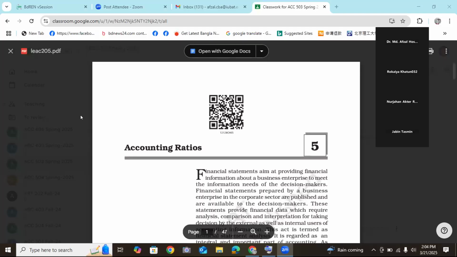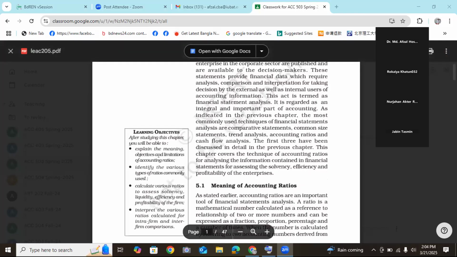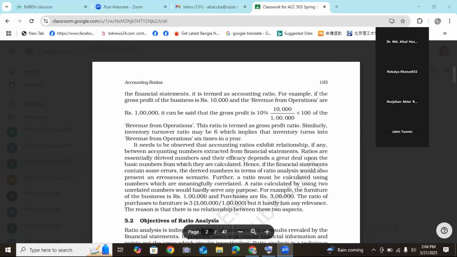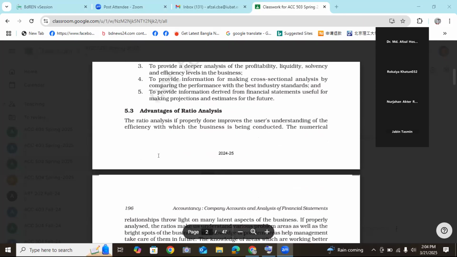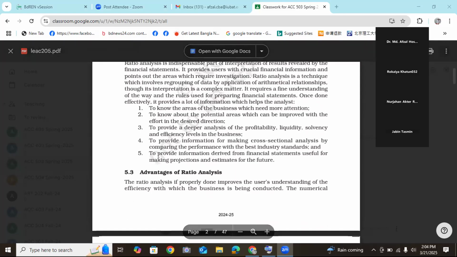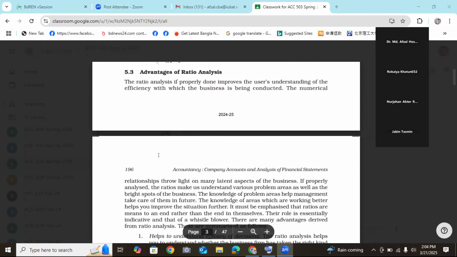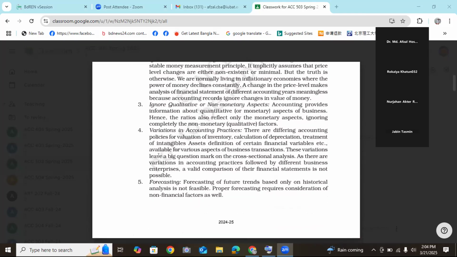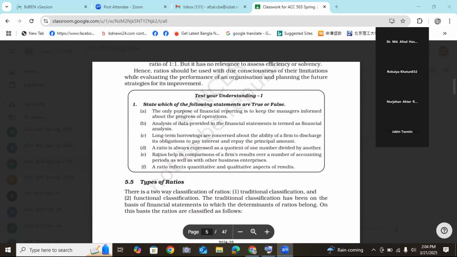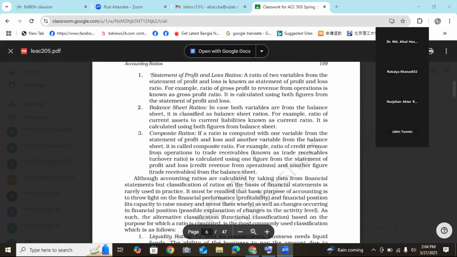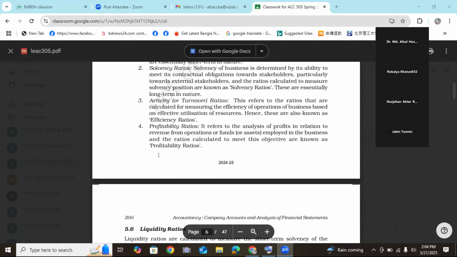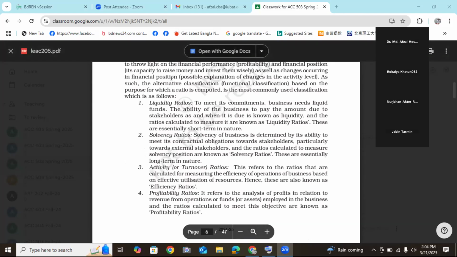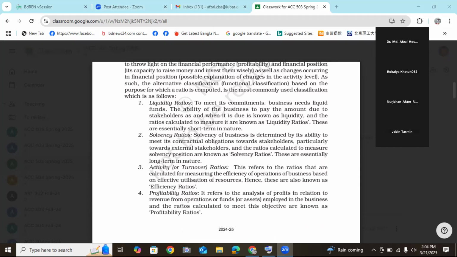Okay, let's start. Accounting ratios. We already discussed the meaning of accounting ratio, the objective of accounting ratio, the advantages of ratio analysis, and the limitations of ratios. You have to read these. Last class we also discussed the types of ratios: liquidity ratios, solvency ratios, activity ratios, and profitability ratios.